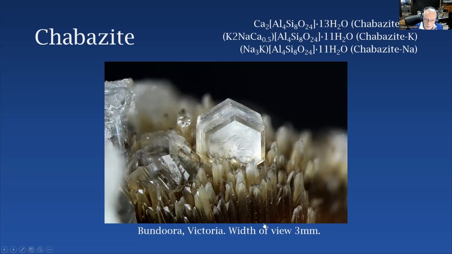And this one is sitting on ferroan calcite, but also here is a little andesine crystal, and I didn't actually find that until I did the photograph. I didn't see it under the microscope. As you can see, that's only 3 millimeters across the width of the photo.